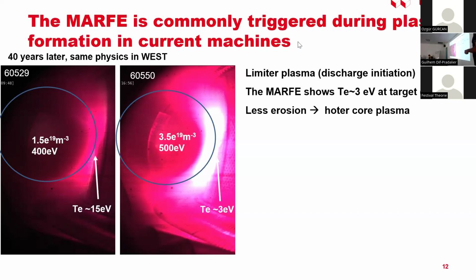So we increase the density to 3.5, and you find that now the core temperature has increased to 500 eV, and the edge, you see, shows a very strongly radiating belt or a ring or something close to the wall. The temperature there is below 3 eV. There is no tungsten erosion. There is less radiation in the core. That's why you get hotter plasma. Okay, just an illustration that even 40 years later, we still get it.